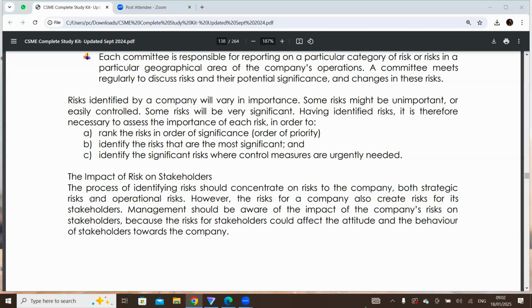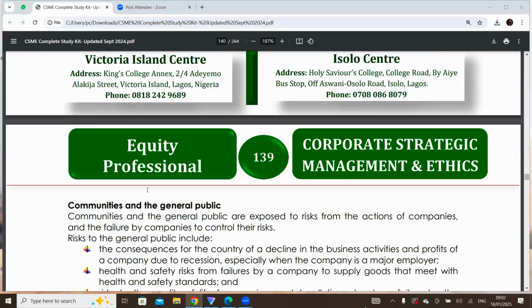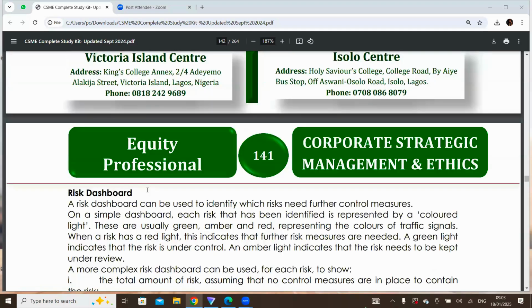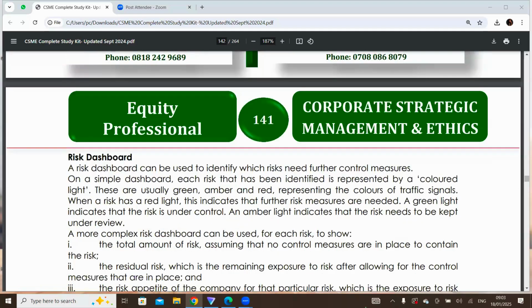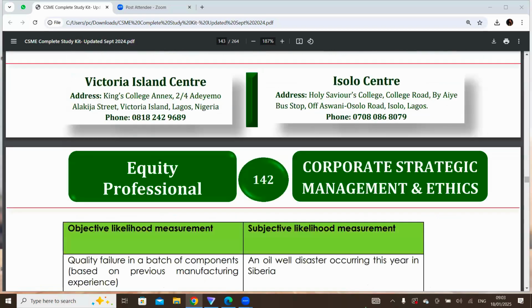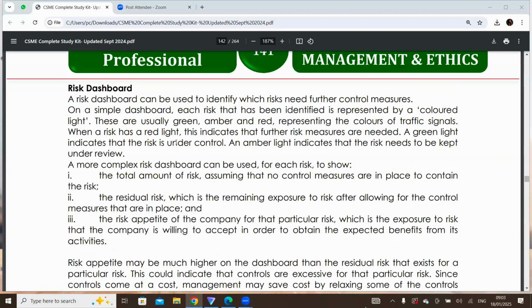The first one is that we can rank our risks in the order of priority. As we move on further in this class, we should look at the way we rank our risks. Maybe we should even look at them now so that we're not confused. So we have what we call a risk dashboard. A risk dashboard is basically like a traffic light.